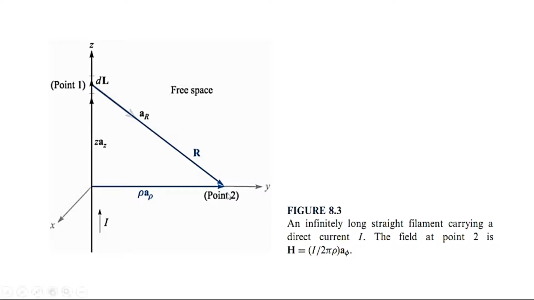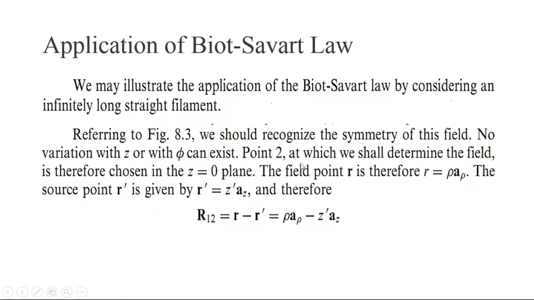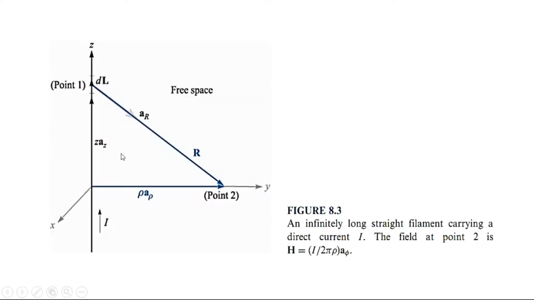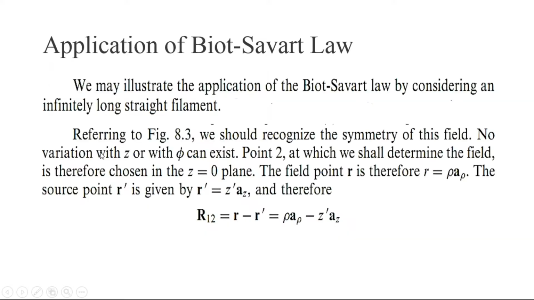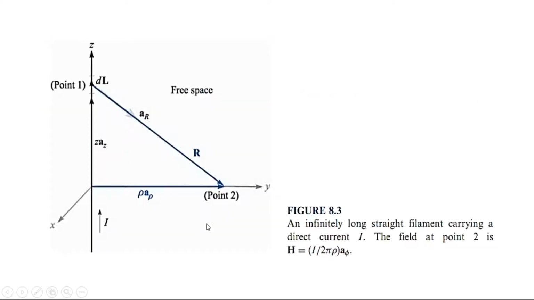So if the magnetic field intensity is desired, we must know about the unit vector a R. We must know about these vectors, and then we can easily find the unit vector a R. The field point R is therefore equal to rho a rho, and the source point R dash is equal to z dash a z, and therefore R12, the vector from point 1 to point 2, will be equal to rho a rho minus z dash a z.